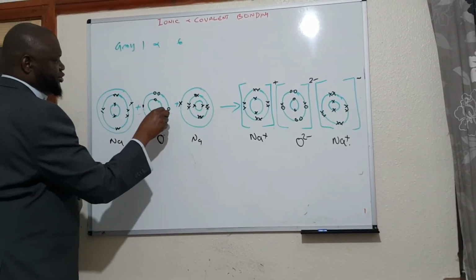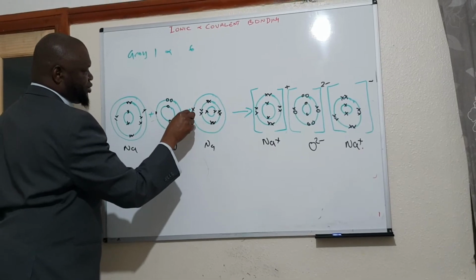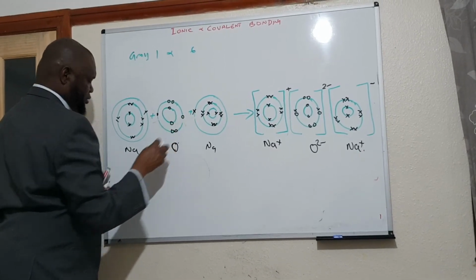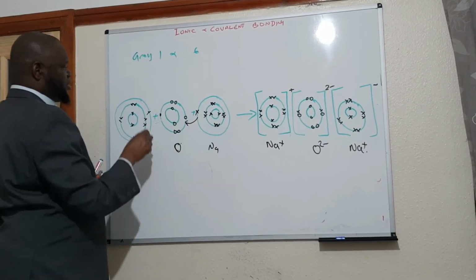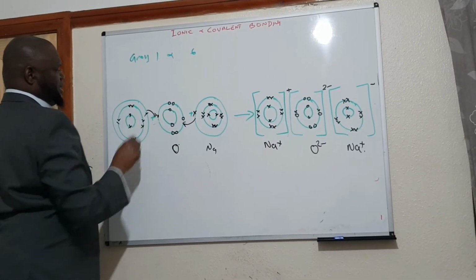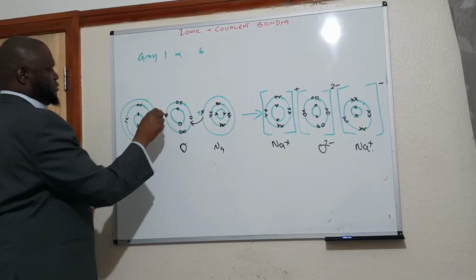Yes. And you have to show plus here, and you have to show the arrow here, that this electron is coming from here to here. It's coming from here to here. This is coming from here to here, isn't it? Yes. And this was our dot and cross.